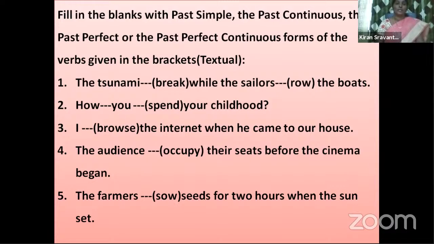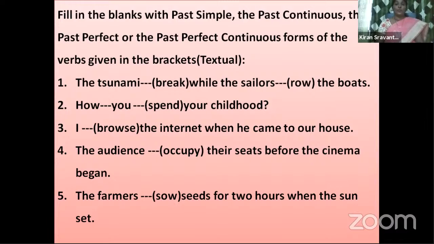So coming to the second sentence, how you spend your childhood. How did you spend? Then again, we have to be careful. As we learned just a few minutes ago, after "did" it should be followed by V1. So how did you spend your childhood? Then again, I, in brackets the verb browse the internet, when he came to our house. He came to our house, but I was doing something at that point of time. So I was browsing the internet when he came to our house.